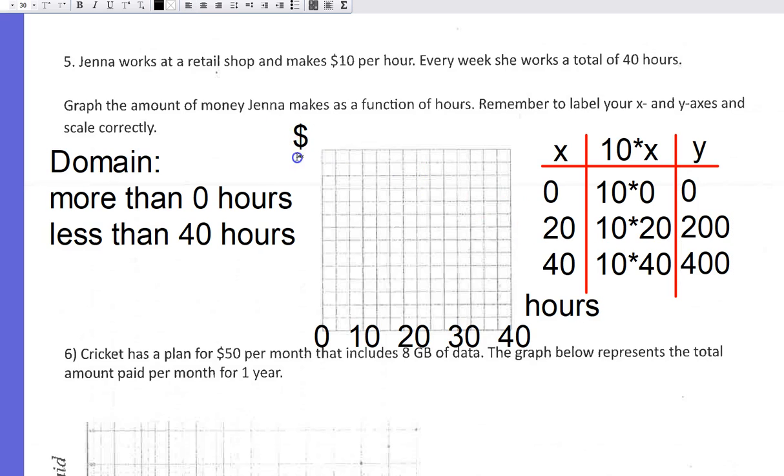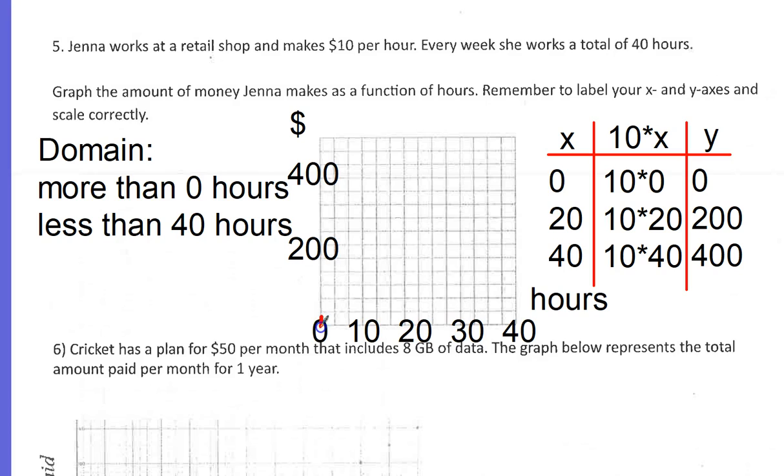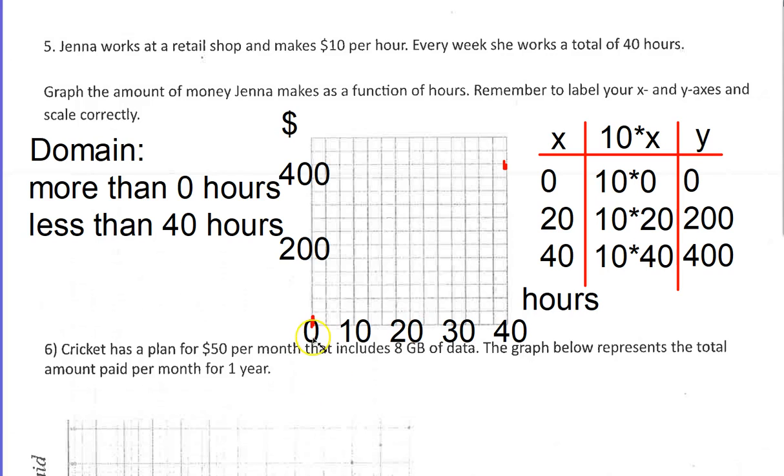Okay, so up here is going to be 400, 200, and then 0. Okay, that's a reasonable graph. So I'm going to put 0, 0, that's right here. 40, 400, that's right there. And then connect those. That's my graph. Okay, so I have remembered to label my X and Y axes. I've scaled it correctly. There's a good domain. There's a nice range. Everything is nice.